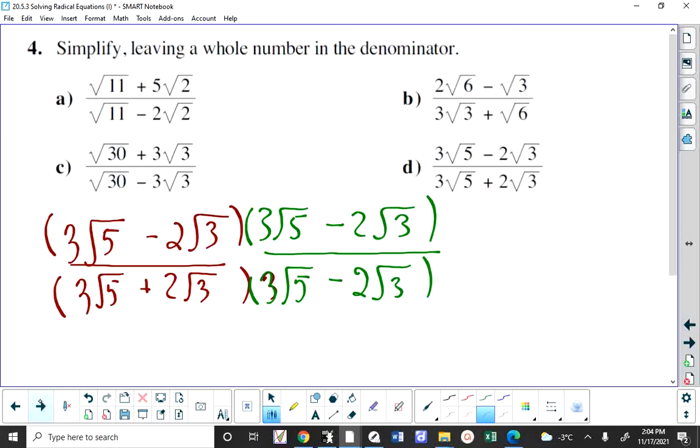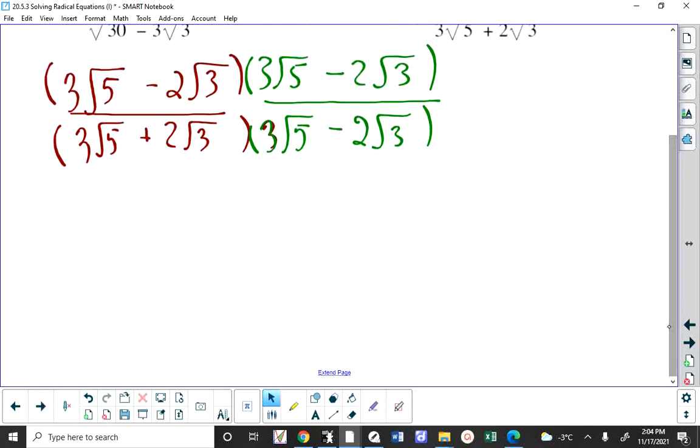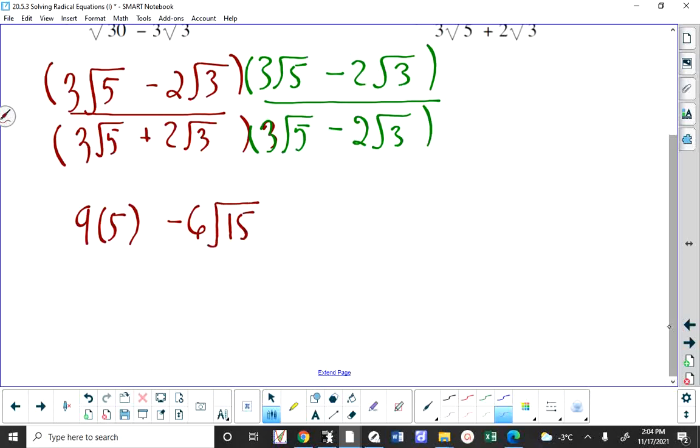So you're going to FOIL out the top. 3 root 5 times 3 root 5 is 9 times 5. Go slow if you need to. 3 times 3 is 9. Root 5 times root 5 is 5. My outer is 3 times negative 2, which is negative 6, and I have a root 5 times a root 3, which is root 15. My inner is also going to be a negative 6 root 15. And my last is negative times negative. 2 times 2 is 4. Root 3 times root 3 is 3.